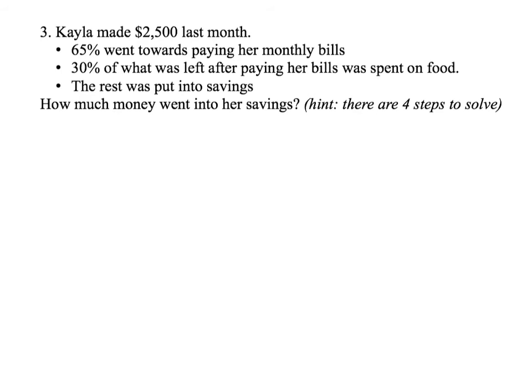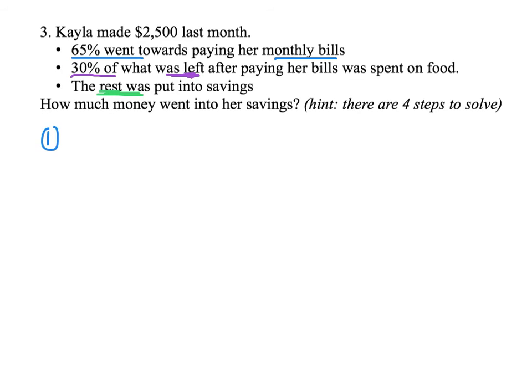All right, so I see Kayla has a total amount of $2,500. 65% went to her bills. 30% of what was left. So right now, I'm going to have to subtract something. So what was left after paying her bills was spent on food, and the rest was put into savings. So right now, I'm thinking I'm going to have to subtract twice. So let's go ahead, and we want to know how much was in her savings.